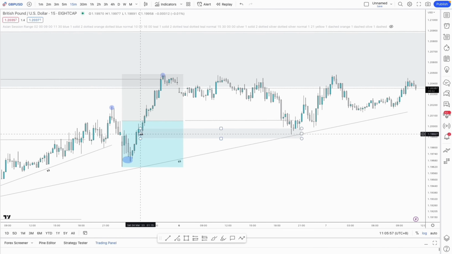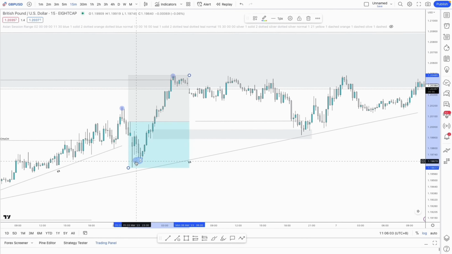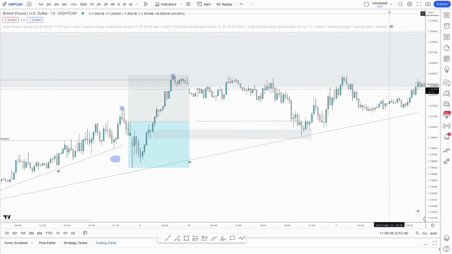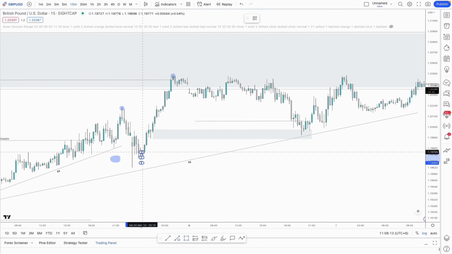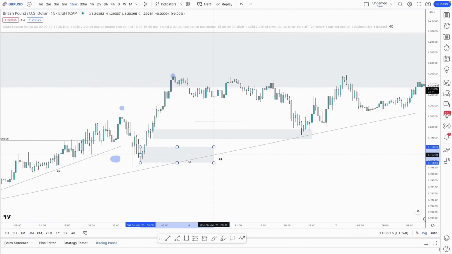So I had this one marked out right here. You can see this inside pivot created area of demand. And then we also have the pivot created demand down here in the origin, right here, where the essential reverse takes place. So these are the two areas that I was looking at.